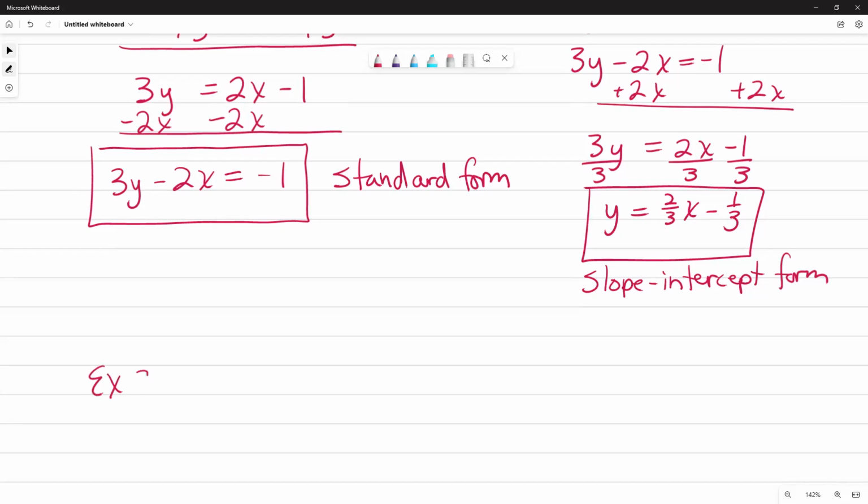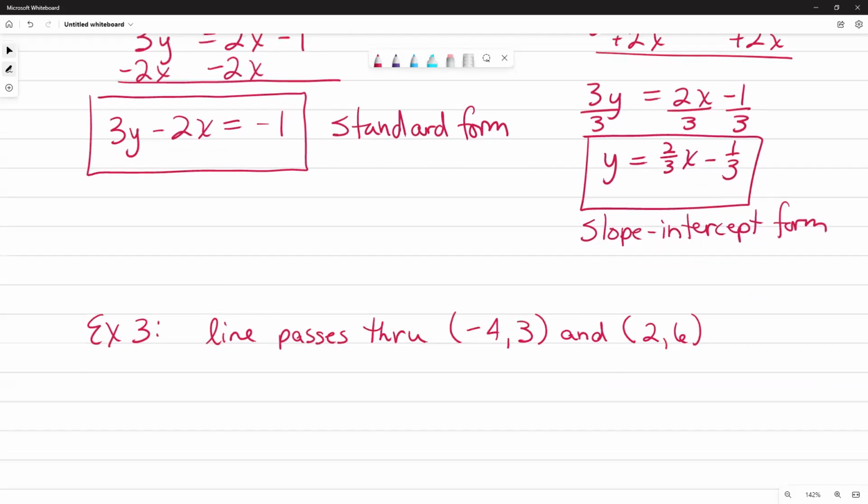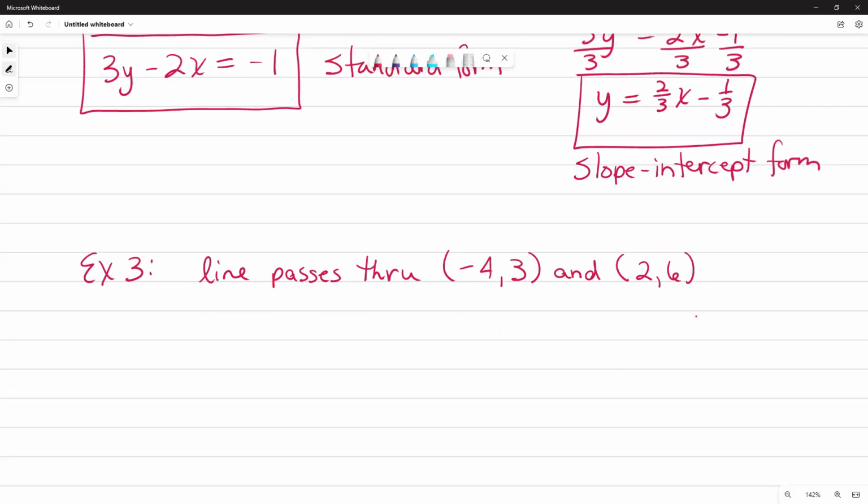So for example 3, I have a line that passes through (-4, 3) and (2, 6). All right. So point 1, I'm going to have as (-4, 3). Point 2 will be (2, 6). So this is my x1, y1, x2, y2.